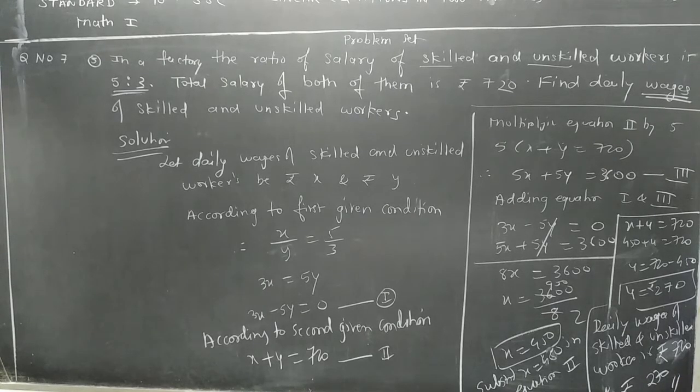So once again, x is equal to 450 and 270. I made a mistake over here. So the daily wages of skilled worker is 450 and daily wages of unskilled worker is rupees 270. Covered on that.